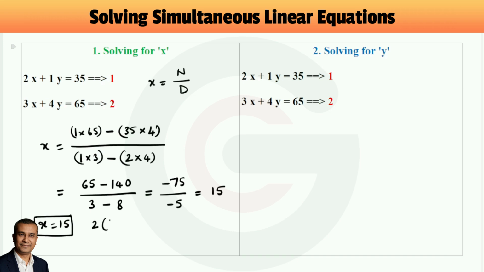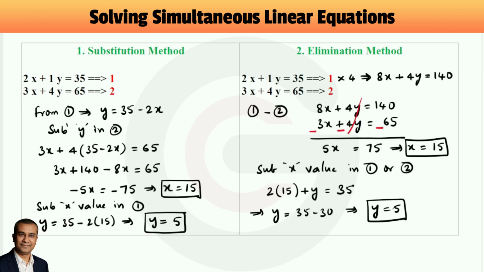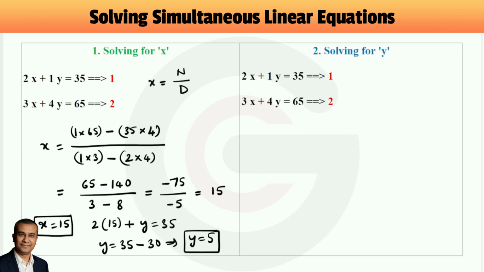That is 2 into 15 plus y is equal to 35. So y is equal to 35 minus 2 into 15 is 30. So we get y is equal to 5. So x is 15 and y is 5. So we got the same answers as compared to the previous methods, that is substitution method and elimination method. Now suppose if you want to calculate the value of y directly, then also we can do, but the order of multiplication will change slightly.